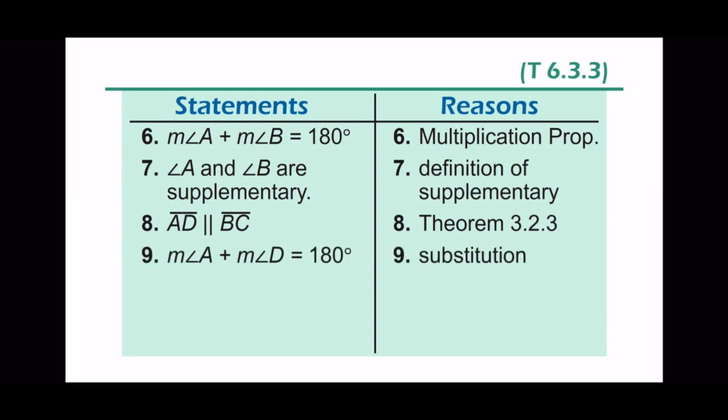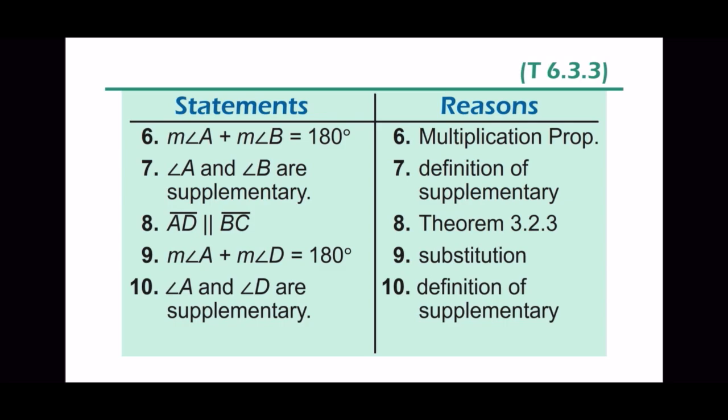Statement number 9 uses a substitution of angle D for angle B to say that the measure of angle A plus the measure of angle D equals 180 degrees. Now, similar to before, this means that angles A and D are supplementary, again, from the definition of supplementary angles, and as a consequence of that, sides AB and CD are parallel by the converse of the consecutive interior angle theorem. Now, the 12th and final statement is that ABCD is a parallelogram by the definition of a parallelogram. It has 2 pairs of parallel sides. So yes, that proof was quite different from the first 2 that we looked at.